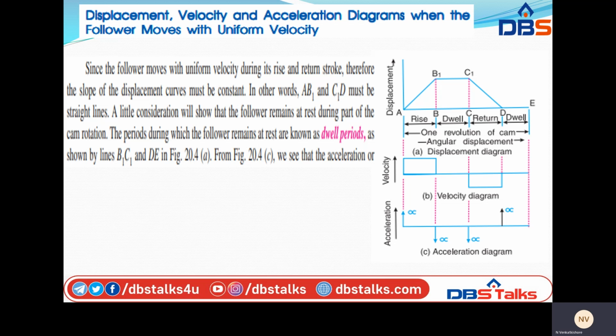It is the uniform velocity during its rising and returning stroke. Therefore, the slope of this displacement diagram must be a constant. So uniform velocity means at any time it is of a constant value. So for that, there is no curve presented here. There are no ups and downs presented here. Only a straight line.